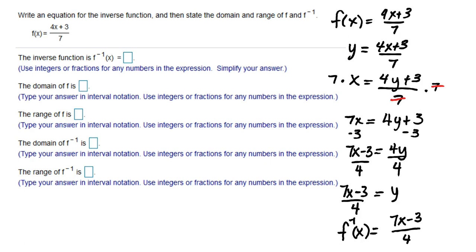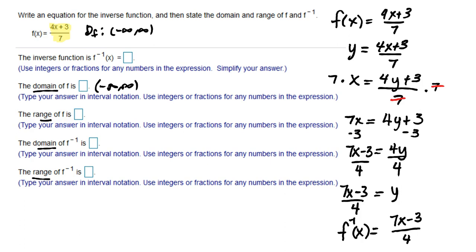So we got the inverse function, and the rest of the question is asking for the domain and range of our function and our inverse function. Now, the function f of x equals (4x plus 3) over 7 is a polynomial function, and more specifically, it's a linear function. And the domain of polynomial functions is all real numbers. So the domain of f is going to be -infinity to infinity. We know that because it is a polynomial function.